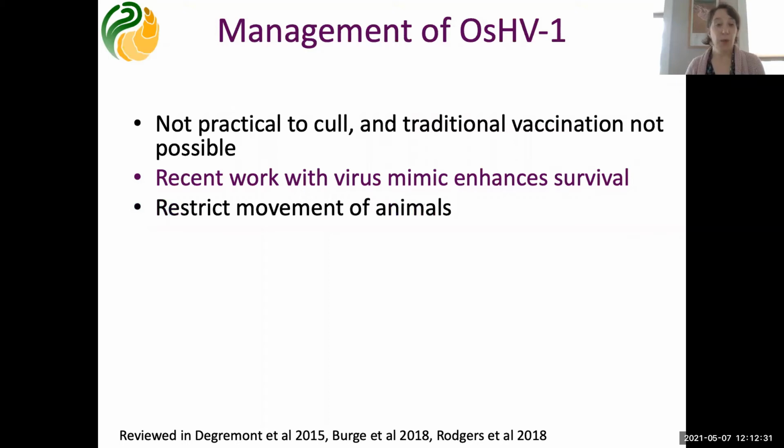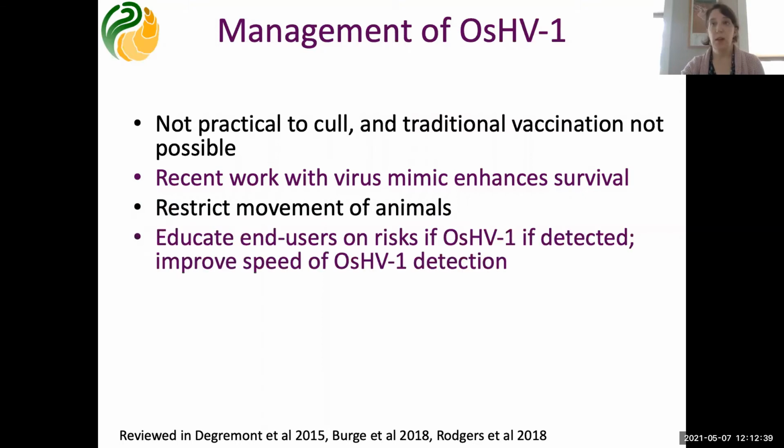You can restrict movement of animals. I think this is extremely important to better manage health of animals. You can educate end users on risks, and if OsHV-1 is detected, you can improve the speed of detection, which can be quite rapid because this is a qPCR assay.